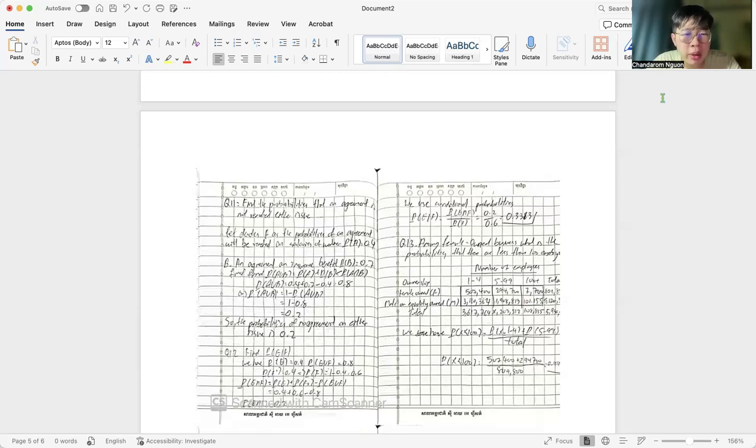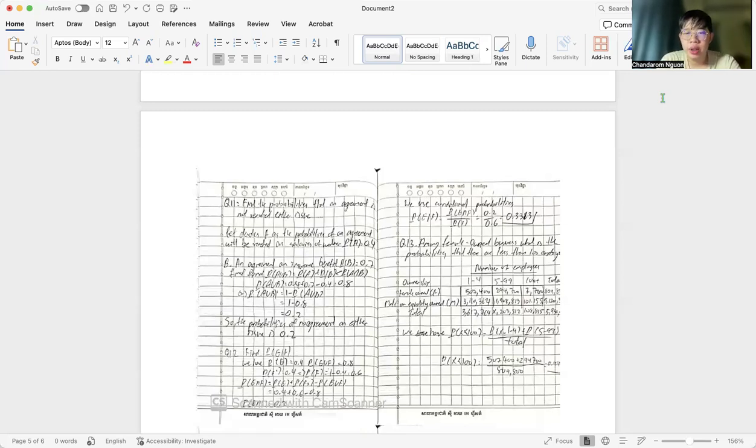P of F equals 1 minus P of F prime, which is 1 minus 0.4, equal to 0.6. After substituting all the values, we got P of E and F equal to 0.2. Then we can find P of E given F equals 0.2 divided by 0.6, equal to 0.33.